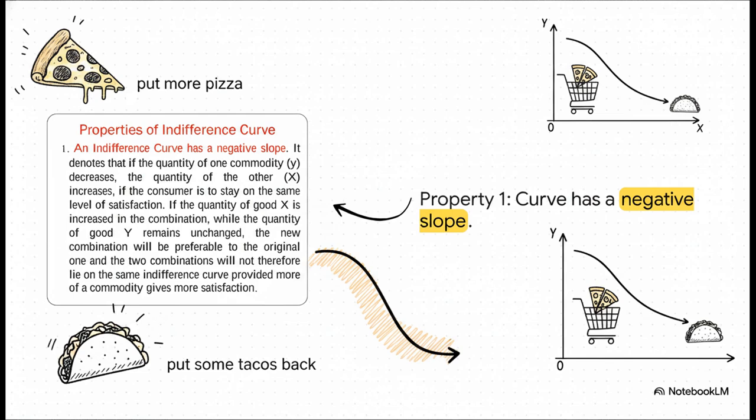First up, an indifference curve has a negative or downward slope, which honestly is pure common sense when you think about it. If you want to stay on the exact same level of satisfaction and you toss more pizza into your cart, you have absolutely no choice but to put some tacos back on the shelf. If you gained pizza without giving up tacos, your total satisfaction would go up and you just jump to a higher curve. So to stay on the exact same curve, the slope has to be negative.